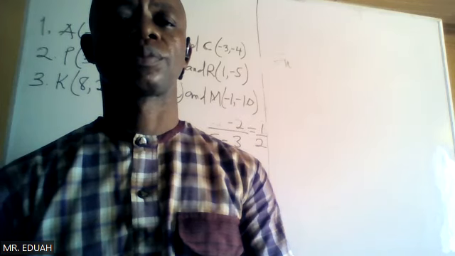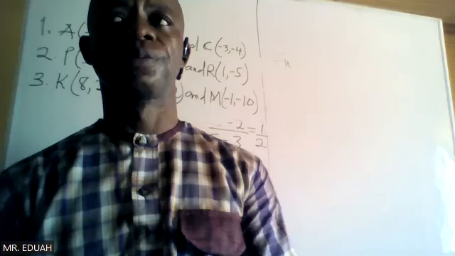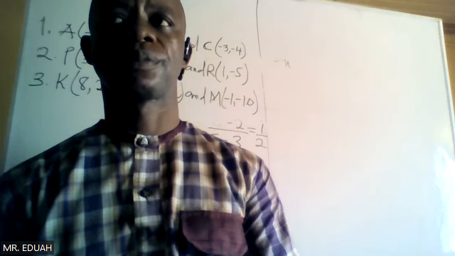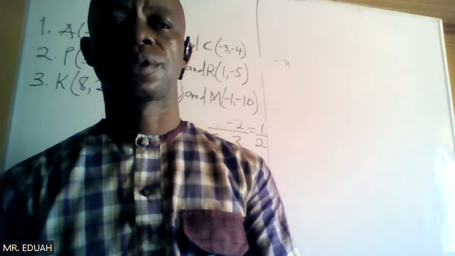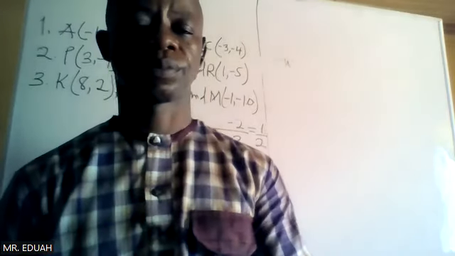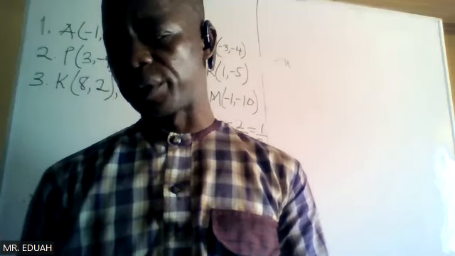What gradient did you get for the first one? Gradient PQ, I had 2. Then gradient QR, I had negative 1. So they are not equal, therefore they are not collinear points. Good. And the third one.